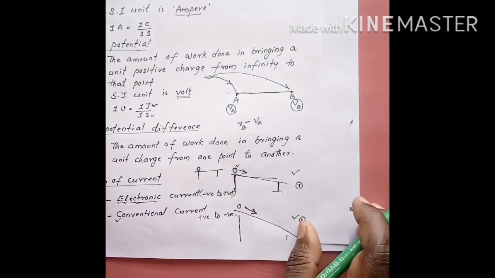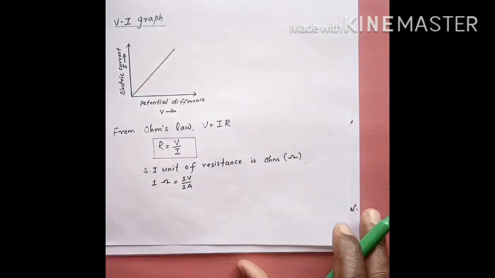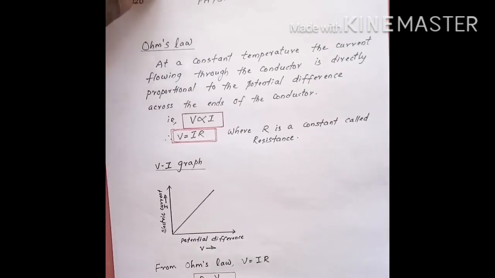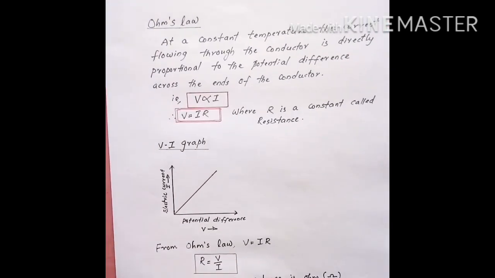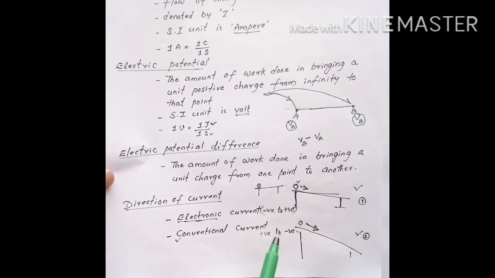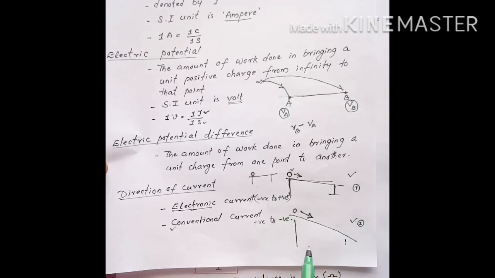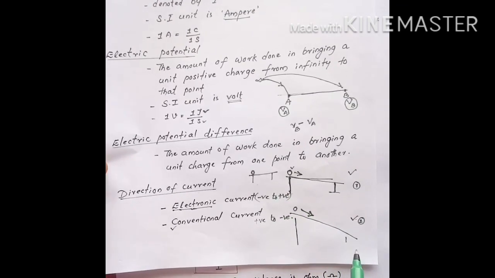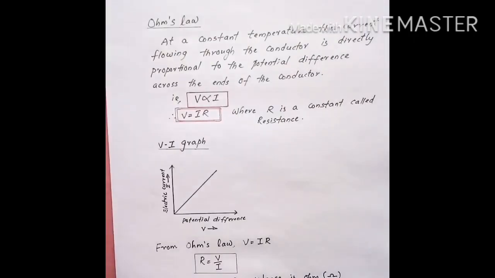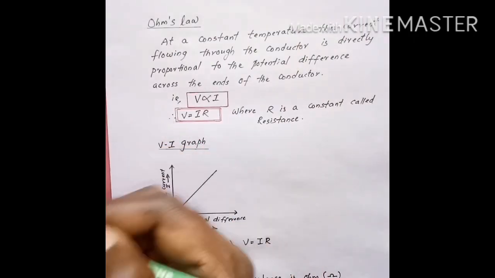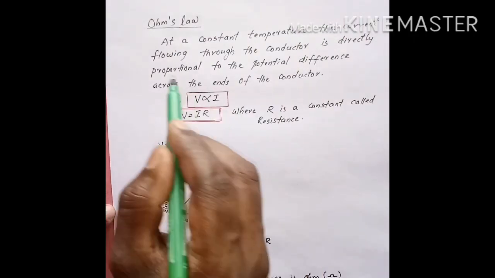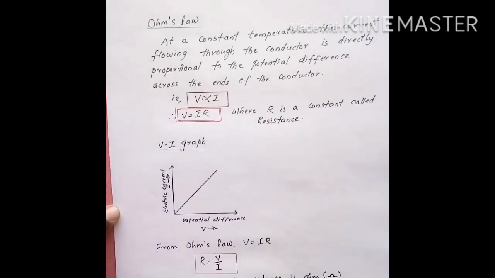Now, in the last topic, we were talking about the relation between electric current and potential difference. What is the relation between electric current and potential difference? We talked about the relation: whenever the potential difference increases, the electric current also increases. In the same way, there is a law. What is the law? The law is called Ohm's law. This is very important, Ohm's law.